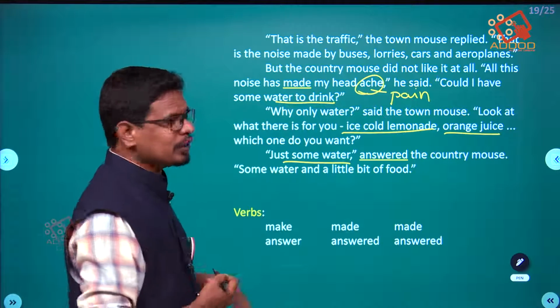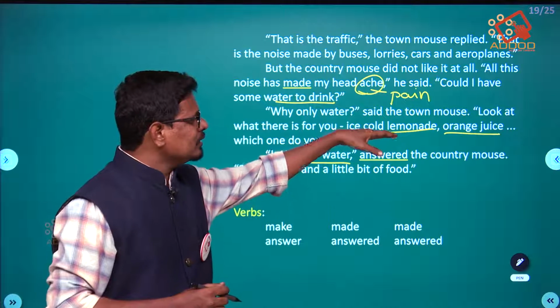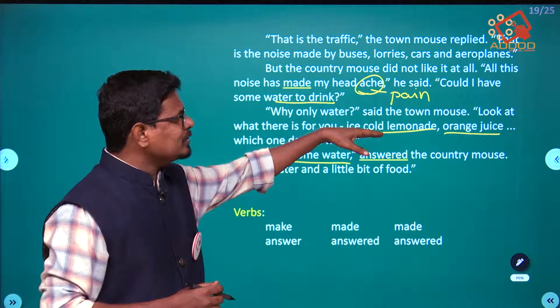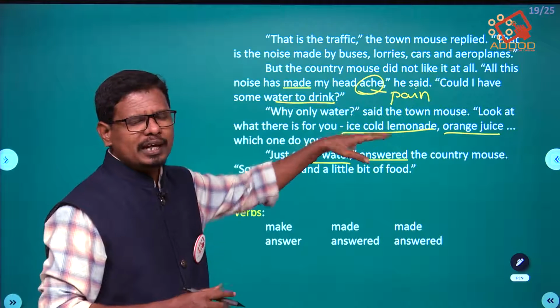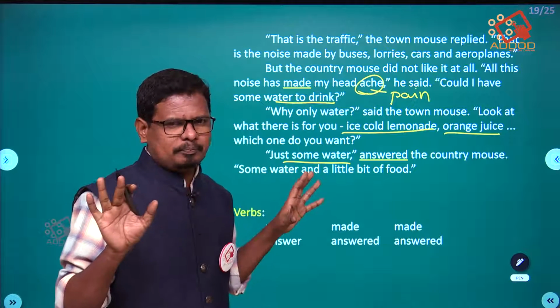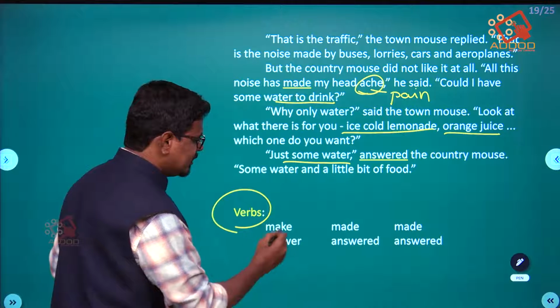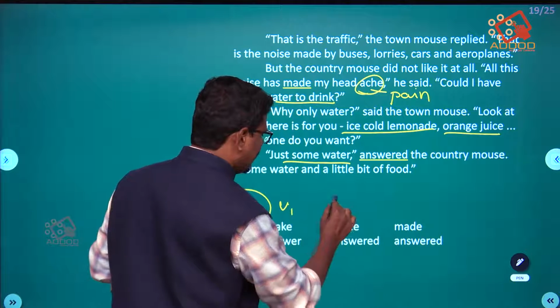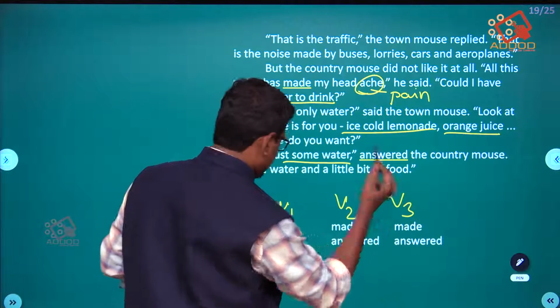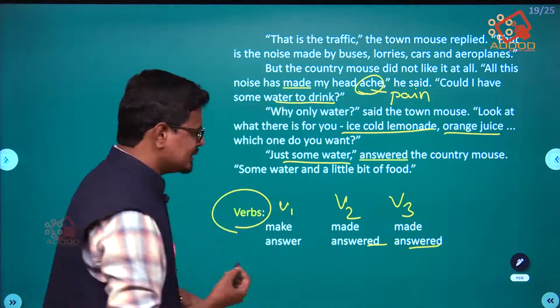"Some water and a little bit of food. I don't need lemonade, I don't need sugar, ice cold lemonade or orange juice. I just need some water, not even coconut water, just water. Just water and a little bit of food." You have verbs here: make, made, made. Yeah, answer, answered, answered. Okay, make examples.